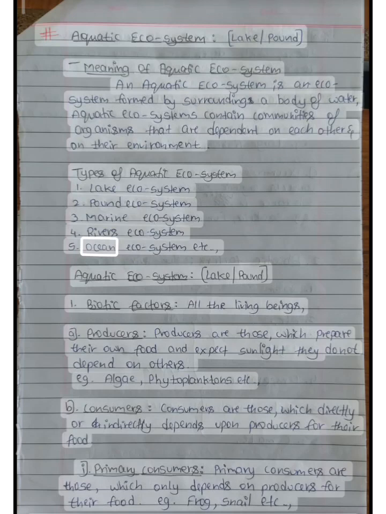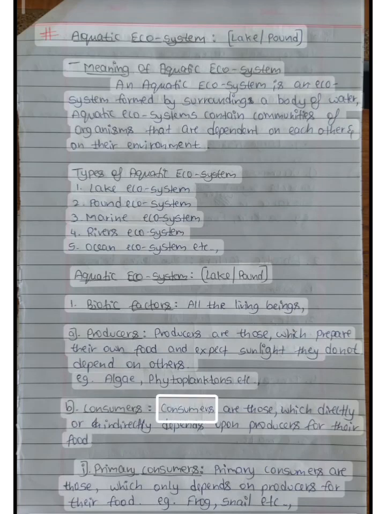5. Ocean ecosystem, etc. Aquatic ecosystem: lake, pond. 1. Biotic factors: all the living beings. A. Producers. Producers are those which prepare their own food using sunlight. They do not depend on others, e.g., algae, phytoplankton, etc.